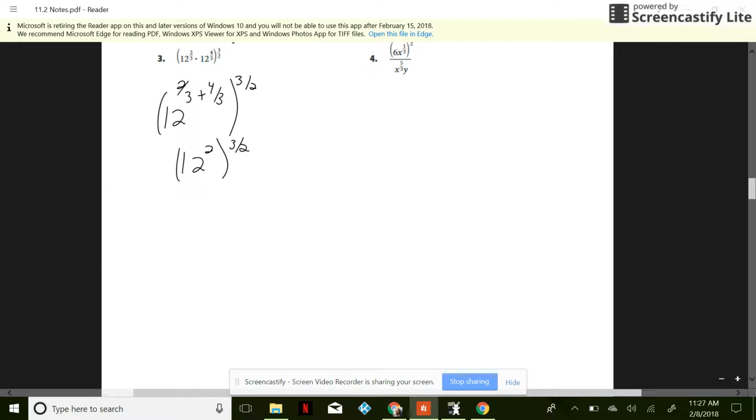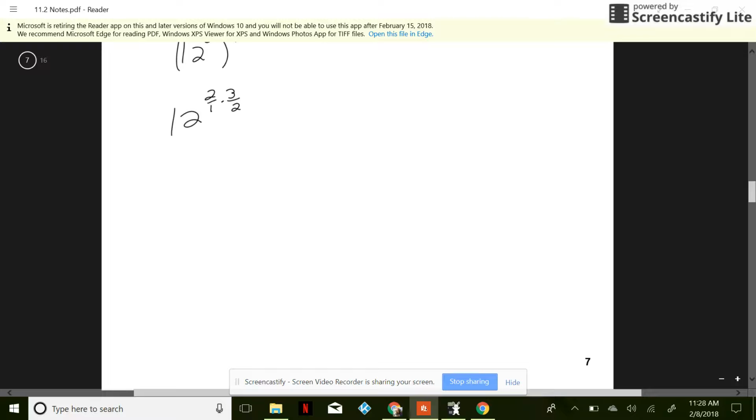When we're raising something to a power to another power, we will multiply the exponents. So we'll have 12 to the 2 over 1 times 3 over 2, which ends up being 6 over 2, which is 12 cubed, which is 1728.